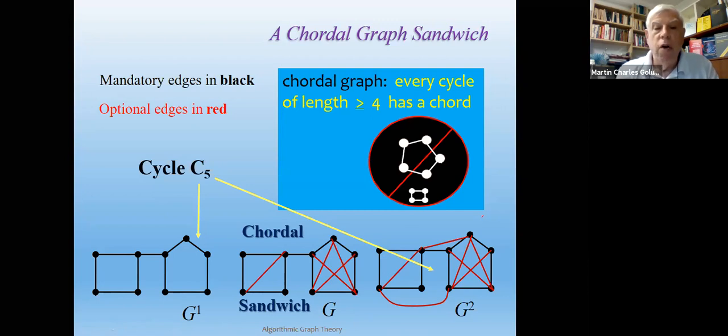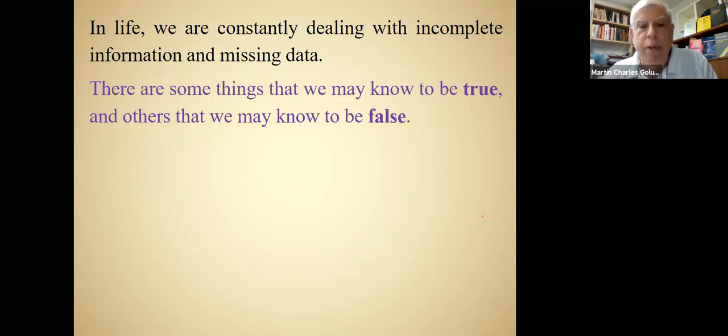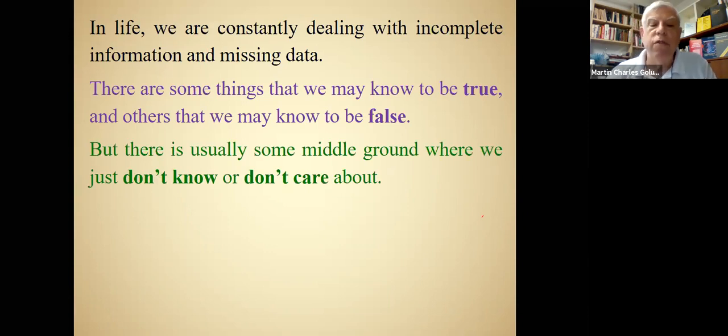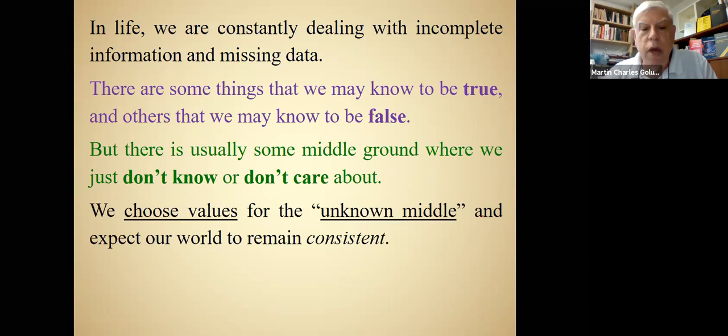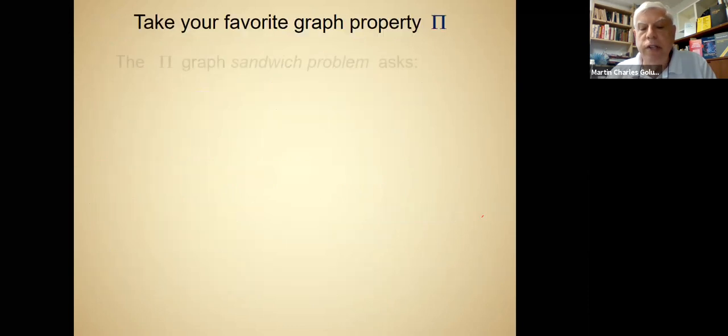So we're given G1, the required edges, and G2, the required and some optional edges, and we select among the optional ones to fill in for the property we're looking at. In real life, there are often cases where we have incomplete or missing data, information that we would like to complete. There are some things we know to be true, the edges that we know must be there. Others that we know are false, that cannot be there. And in the middle ground, we have don't knows, don't cares. We choose values for that unknown middle and expect our world somehow to be consistent. And sandwich problems study filling in unknown missing data or deducing consistency in some logical manner.